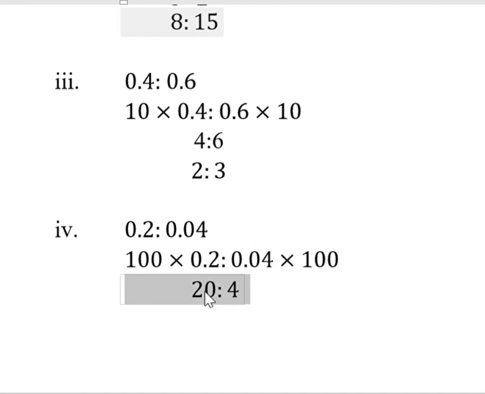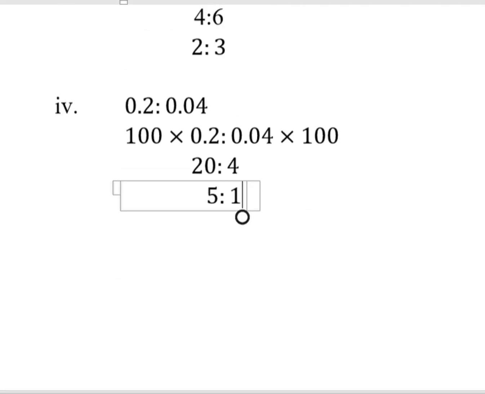Then you realize 4 is a common divisor. So 20 divided by 4 gives us 5 to ratio. 4 divided by 4 gives us ratio 1. So that gives us 5 to ratio 1. What we have done is that we have taken the common divisor, which is 4, and divided both sides. So 20 divided by 4 gives us 5. 4 divided by 4 gives us 1, and that's the least form.